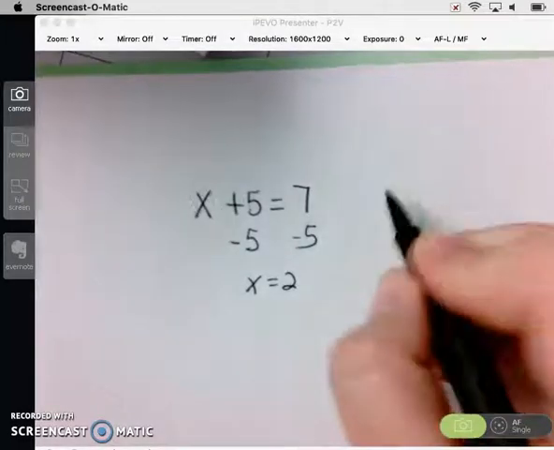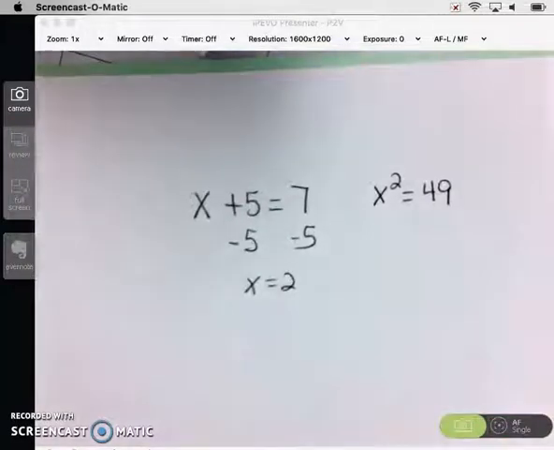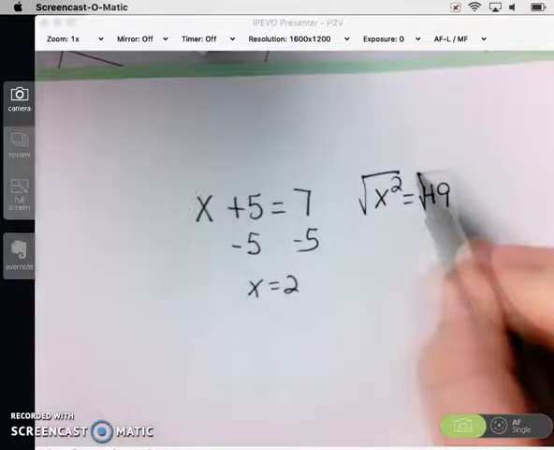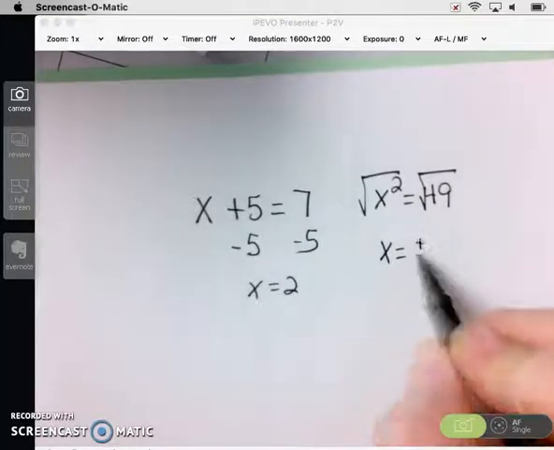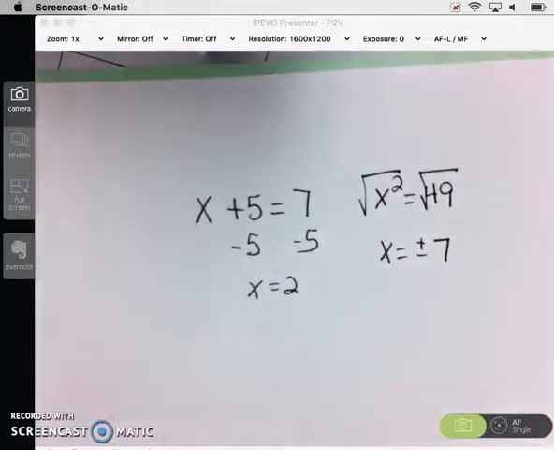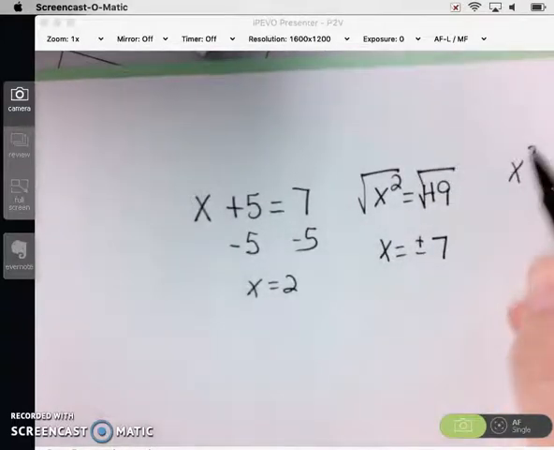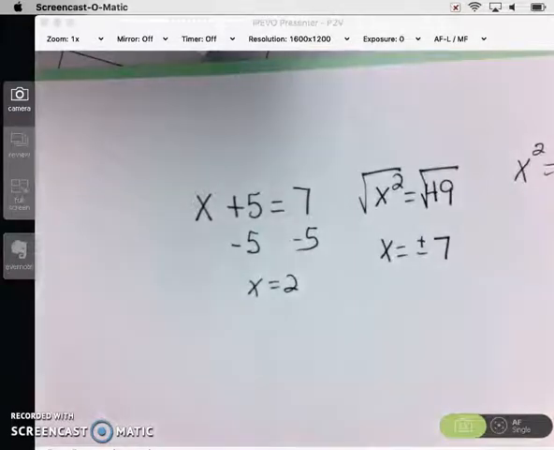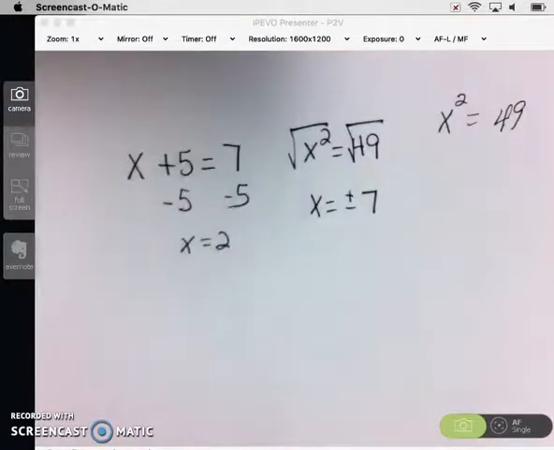Now, if I have x squared equals 49, how do I undo the x squared? I find the square root of it, and then I have to do that to both sides. So x is actually equal to positive or negative 7, because positive 7, if I put it into that original equation, will get me 49, and negative 7 times negative 7 will also get me 49.